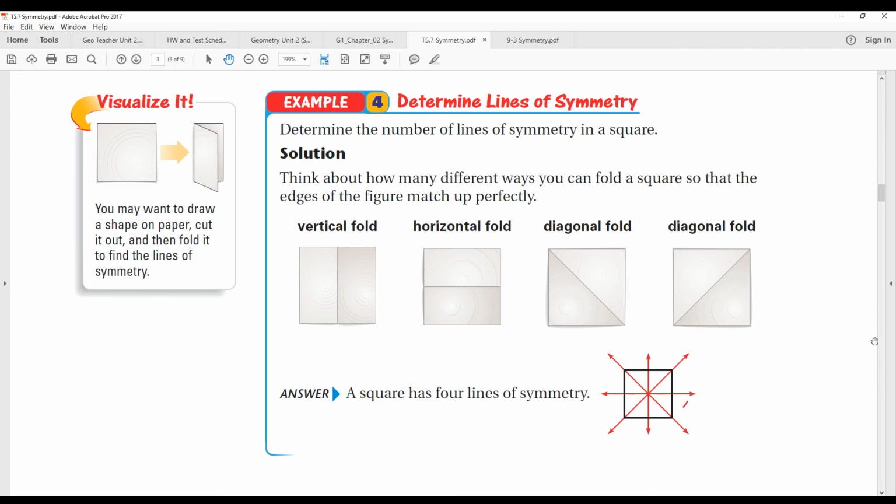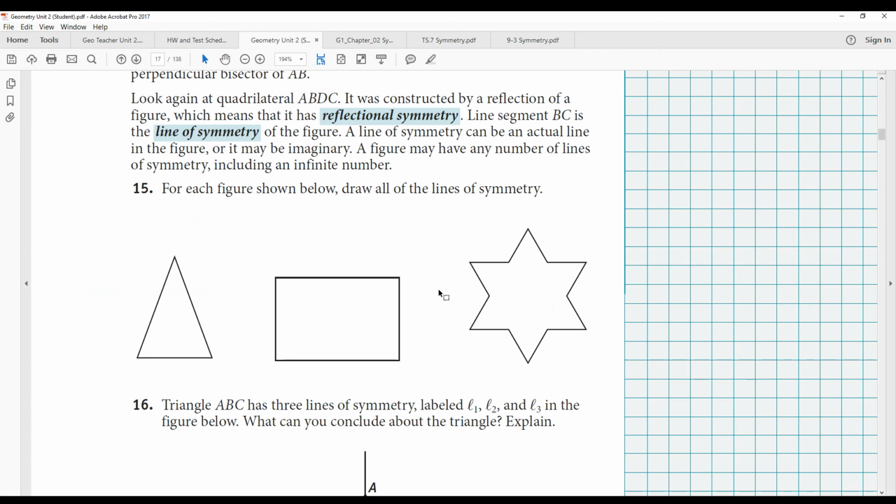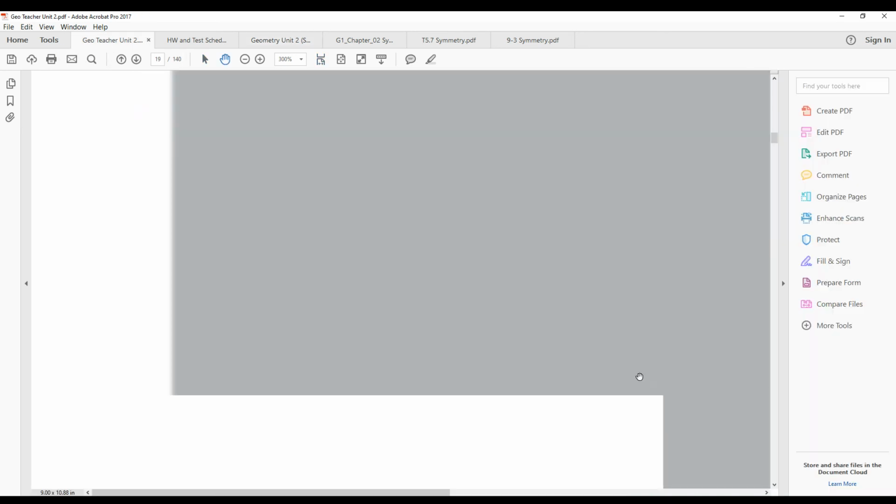So let's go back here. Go ahead and pause the video and see if you can draw the lines of symmetry, and then I will show you what I have. Okay. All right, I'm assuming you've put yours on here.